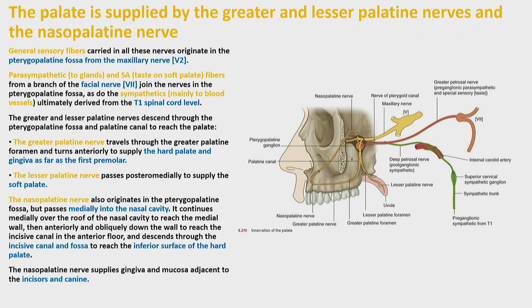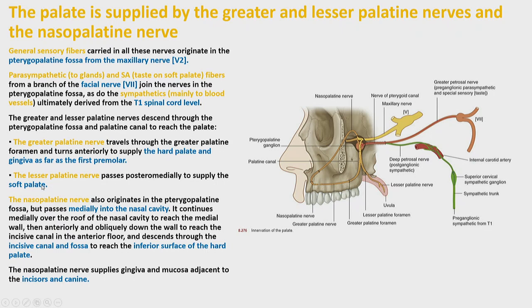Those are the greater palatine and lesser palatine nerves, which we already discussed. The greater palatine nerve supplies the hard palate up to the first premolar, the nasopalatine nerve supplies the hard palate for the incisors and canine, and the lesser palatine nerve supplies the soft palate, yes?